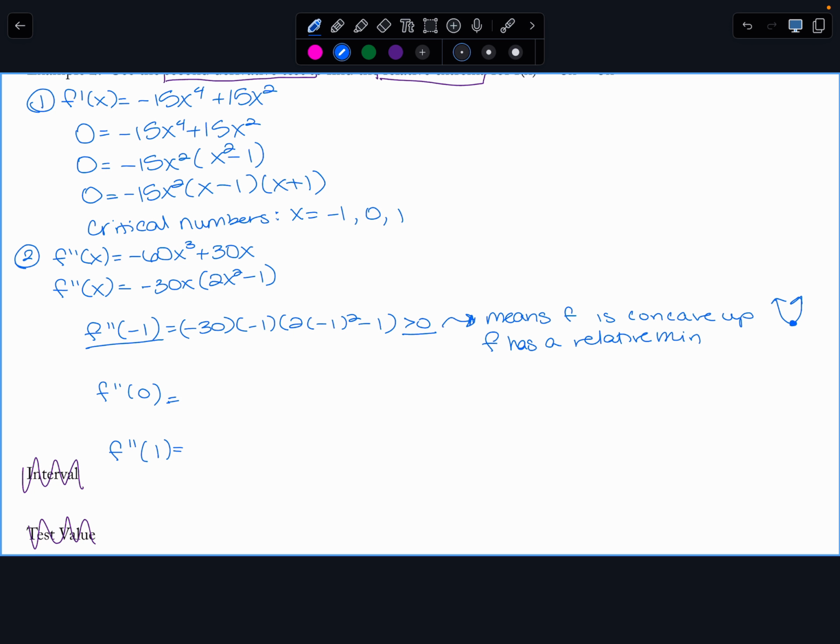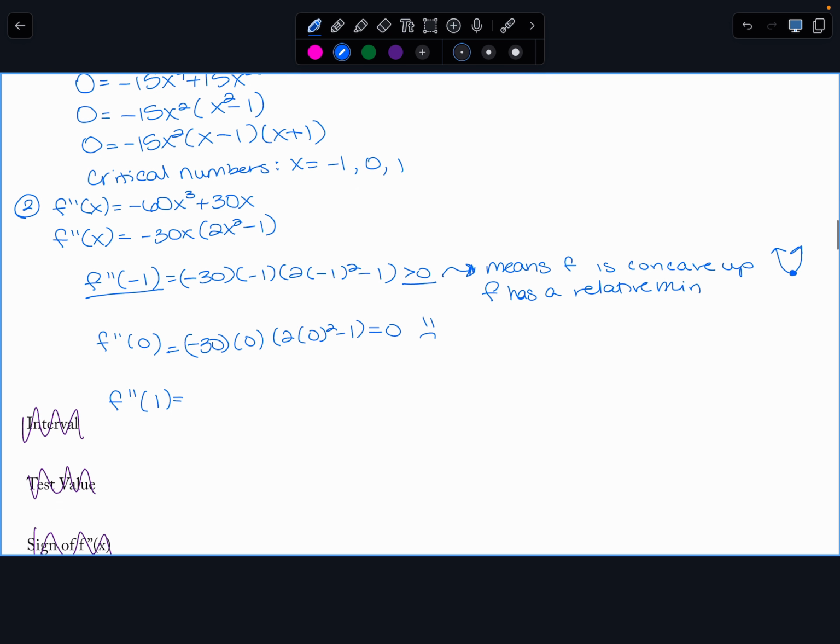So if I look at 0, 0 is going to make everybody sad. -30 times 0, 2 times 0 squared minus 1 gives me 0. Sad face. Can't do anything with that one. In theory, the second derivative test just fails there. So then what happens here?